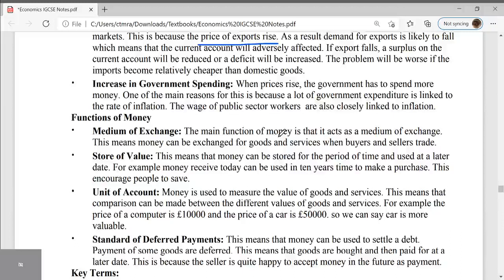Next is store of value. This means that money can be stored for a period of time and used at a later date. For example, money received today can be used in 10 years' time to make a purchase. This encourages people to save, right?